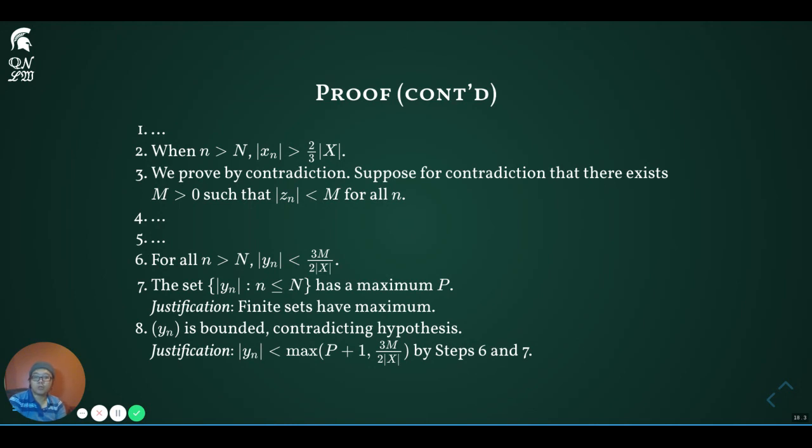So combining the results from steps 6 and 7, this would imply, where the contradictory supposition is true, that z sub n is bounded, that the sequence y sub n is also a bounded sequence. But since we assume that y sub n is unbounded, this means that the supposition is wrong, and z sub n must be unbounded after all.